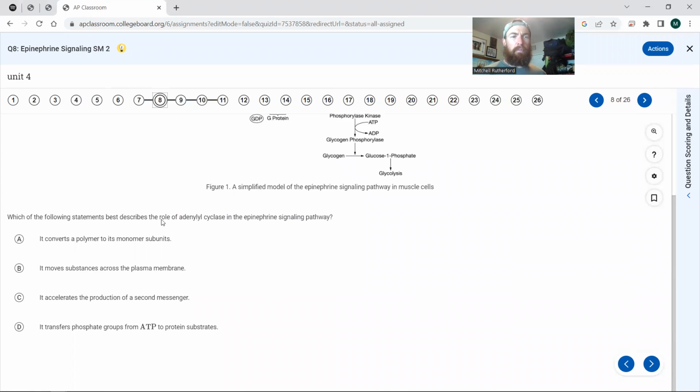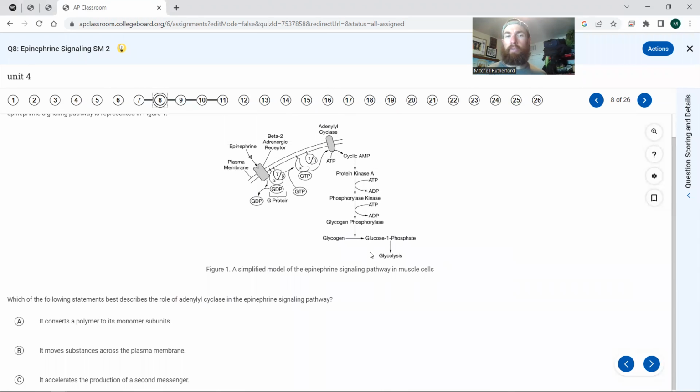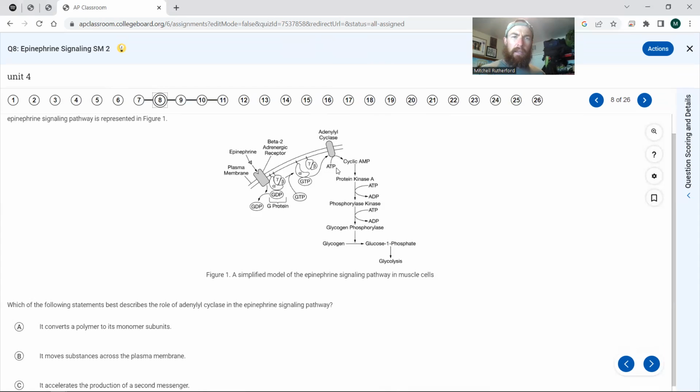Which of the following statements best describes the role of adenylyl cyclase in the epinephrine signaling pathway? So this signaling pathway is drawn so that this leads to this, leads to this, leads to this. Adenylyl cyclase right here, you see right there, ATP goes to cyclic AMP. So we know what ATP is. Maybe you don't know what cyclic AMP is. Okay, I could teach you that.